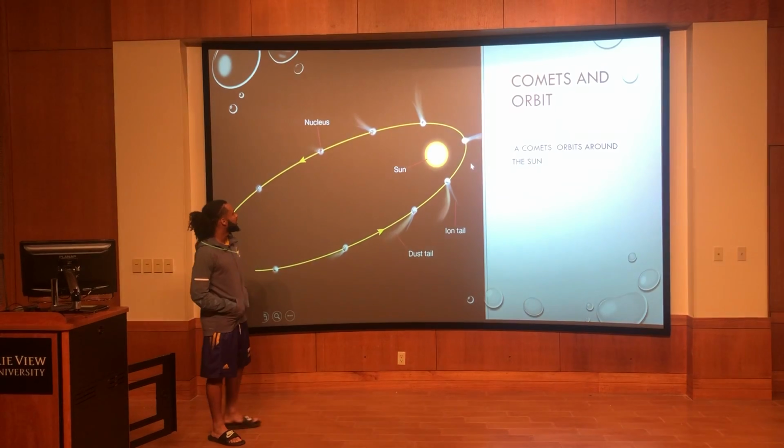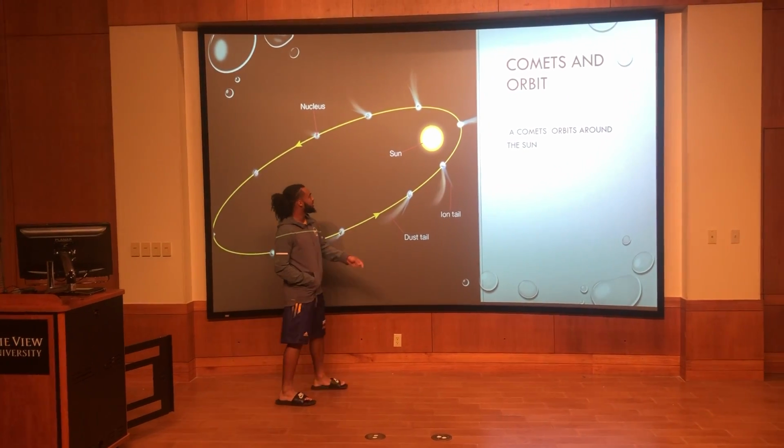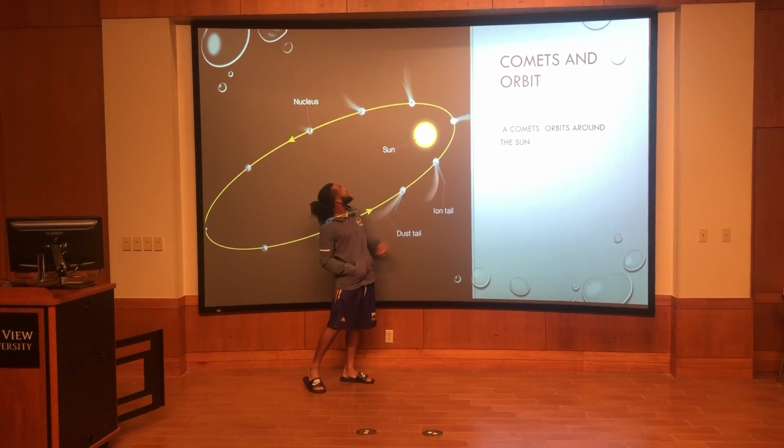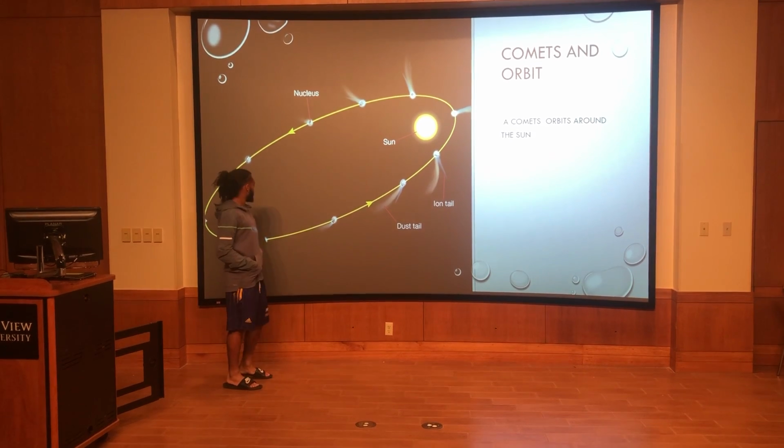Comets in orbit. This is how they orbit around the sun. As you can see, the tail is how it's facing. This is the nucleus.